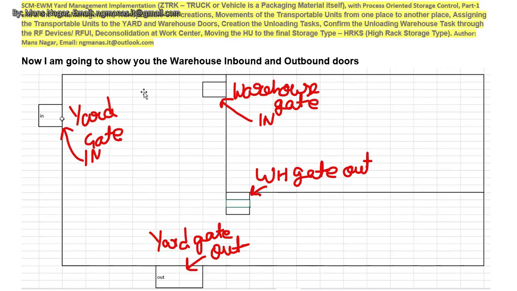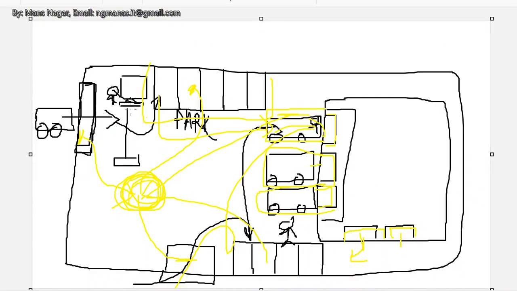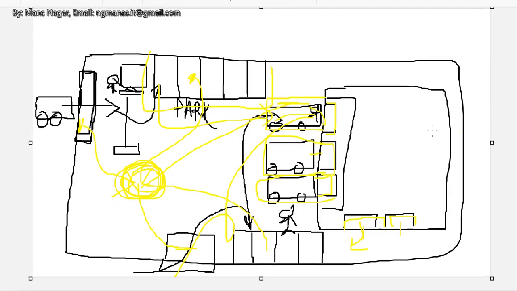You see this entire area is one storage type, which is not permanent. Here we cannot put the material or product. This is just a temporary storage type. Then I created one unloading task, because if a truck comes into your warehouse and docks, then you need to do the unloading. Then I confirmed it, using the RFUI devices. So this is a complex process.